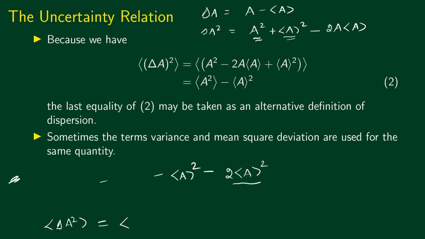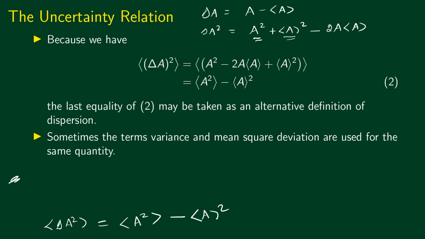The average value of delta A square is equal to, we can write it as: first you find the square of the observable and then find the expectation value. So it is the expectation value of the square minus the square of the expectation value. Here we are squaring the observable first and then finding the expectation value. Here we are finding the expectation value first and then squaring it.